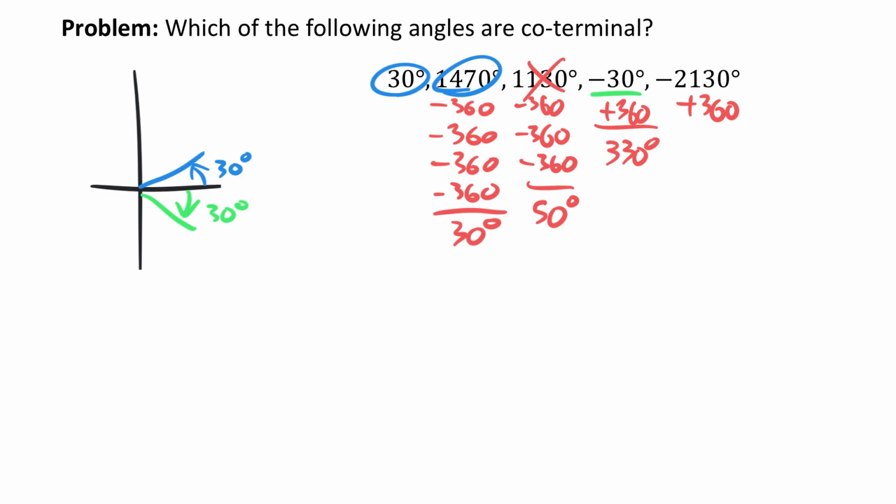If we have a negative angle, we have to add groups of 360. We don't subtract, this time we add. So we add 1 360, another 360, another 360. We just have to keep going until we get ourselves, oh look, 30 degrees. So it turns out that this angle is also coterminal. It might have gone in the other direction, but it lands or terminates at the same location.